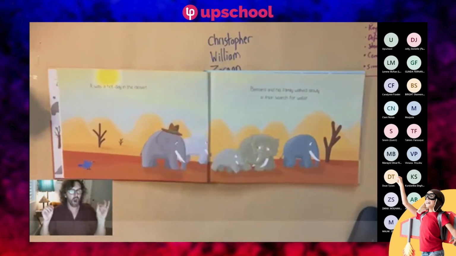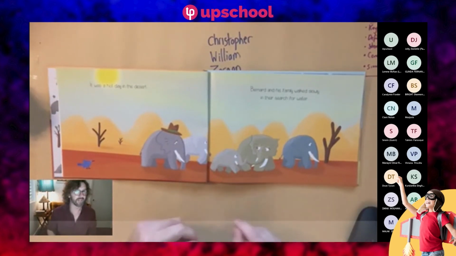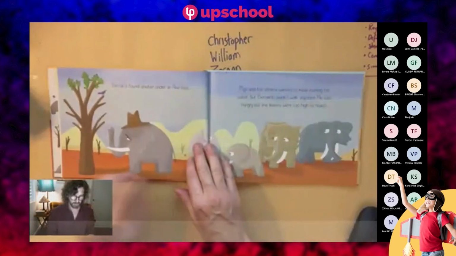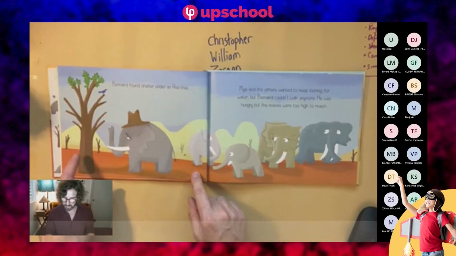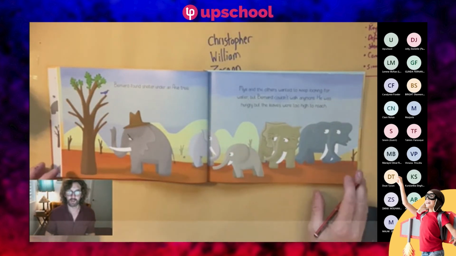It was a hot day in the desert. Bernard and his family walked slowly in their search for water. Bernard found shelter under an acacia tree. Maya and the others wanted to keep looking for water, but Bernard couldn't walk anymore. He was hungry and the leaves were too high to reach.